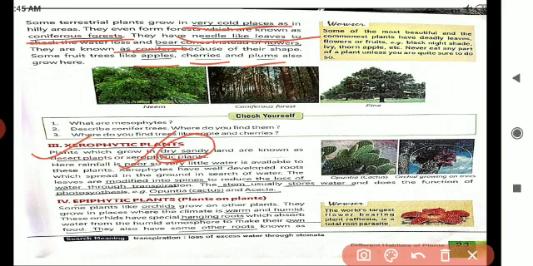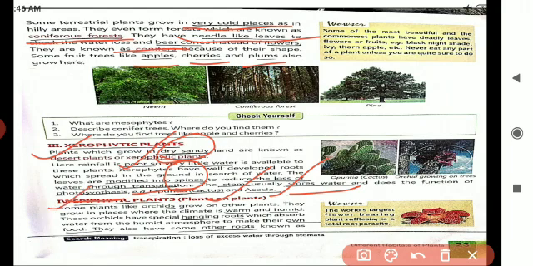Here the leaves are modified into spines to reduce the loss of water through transpiration. The stem usually stores water and does the function of photosynthesis. The best examples are cactus and acacia. What is the next one?